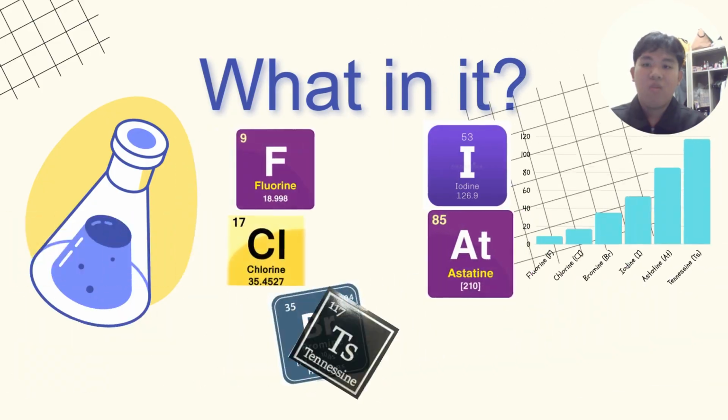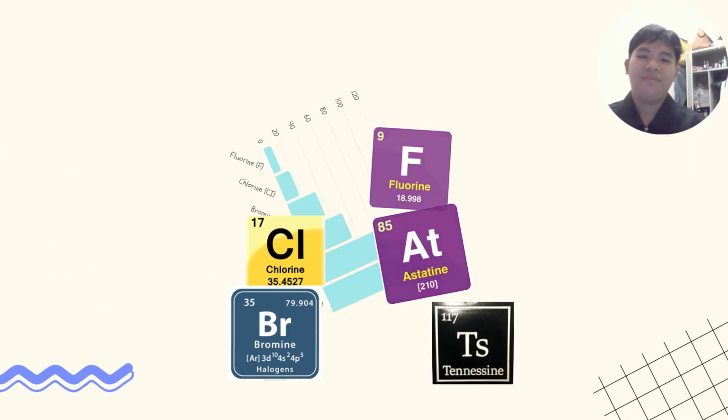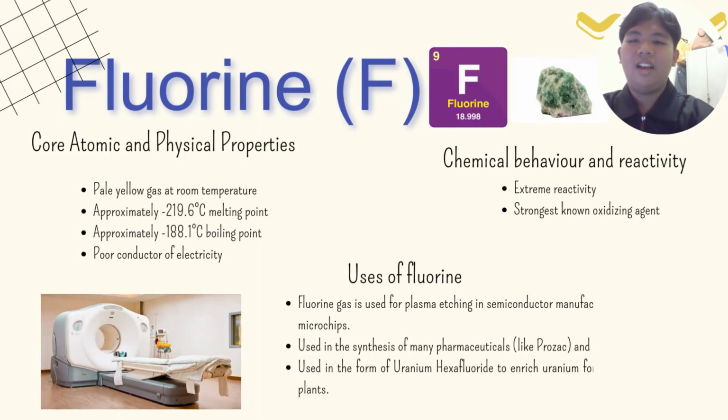You might be wondering what elements are in the halogen family. In the halogen family, we have six elements: fluorine, chlorine, bromine, iodine, astatine, and tennessine. So first, we're going to introduce you to fluorine. For our first halogen, fluorine.